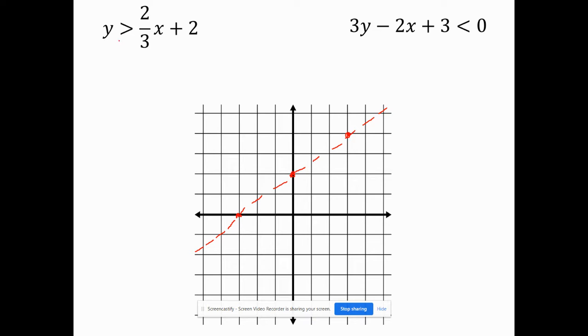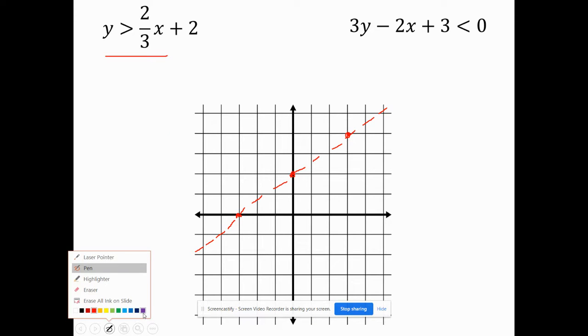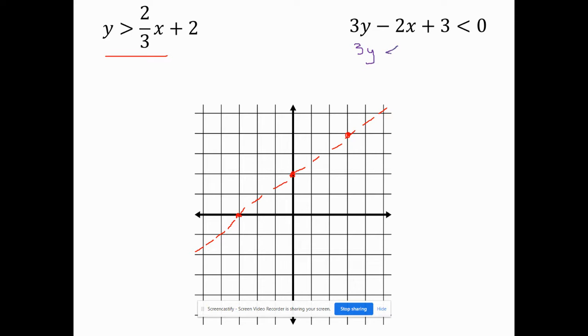So I'm going to make this one the red one, and now I'm going to switch colors and let's make this one purple. So this one, I have some work to do before I can graph it. I really need to get it into slope-intercept form. So I'm going to add 2x to both sides and subtract 3 to both sides. So this less than is not going to change, but the 2x is going to become positive, and the plus 3 is going to become minus.